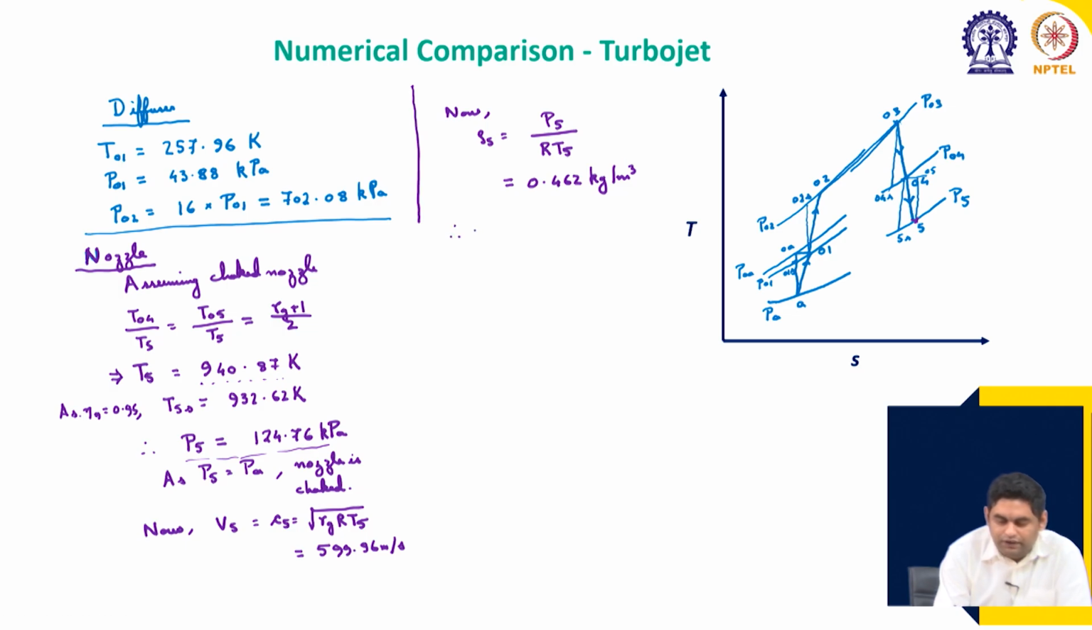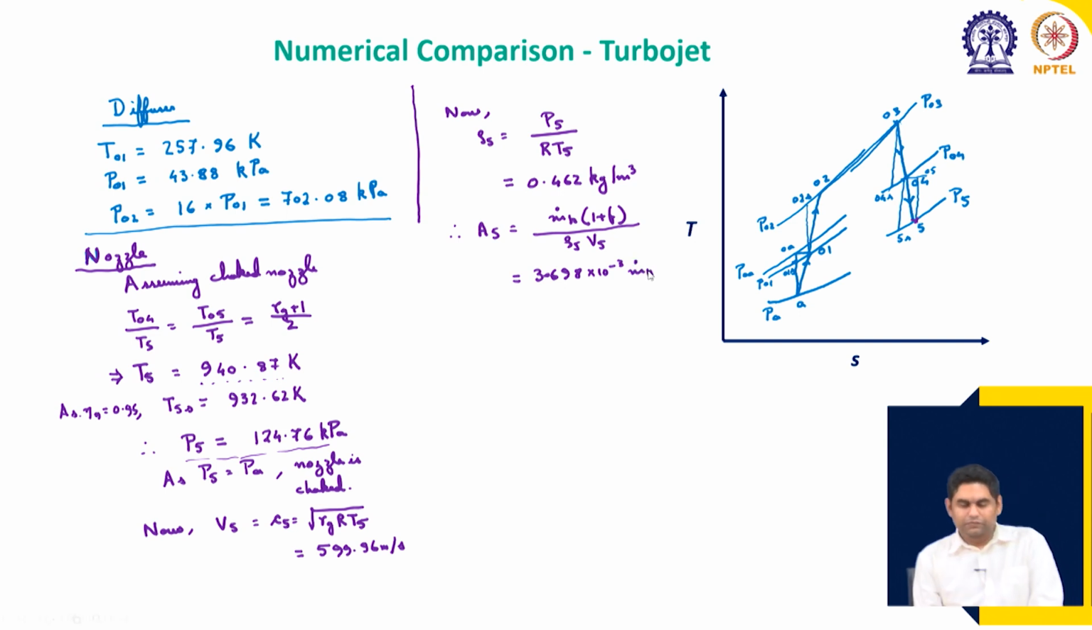Now we can write the area A5, which is equal to m dot h into (1 plus f), the mass flow rate, divided by rho5 V5. This comes out to be equal to 3.698 into 10 to the power minus 3 into m dot h, in meter square.